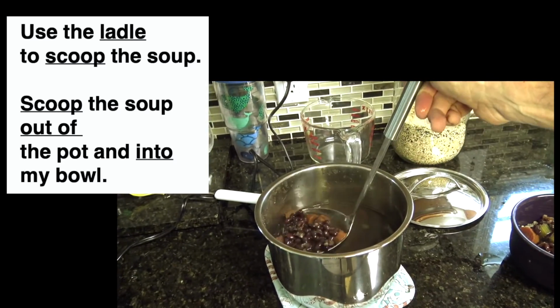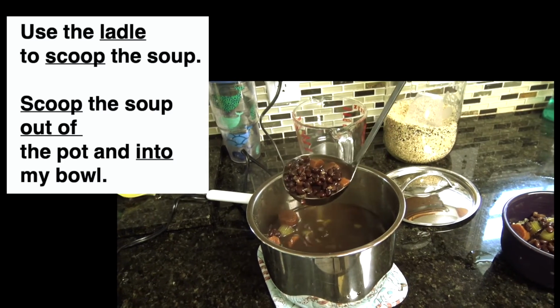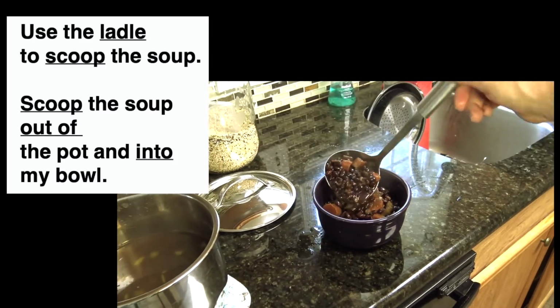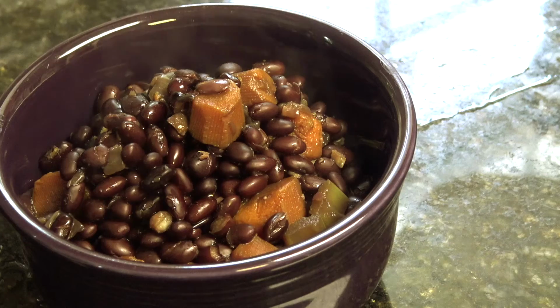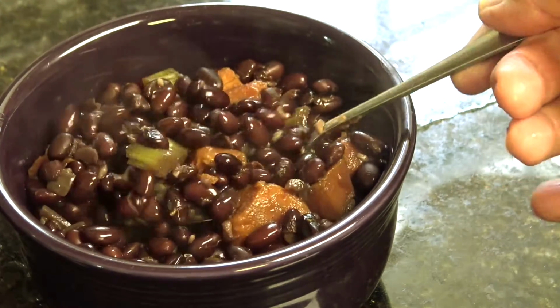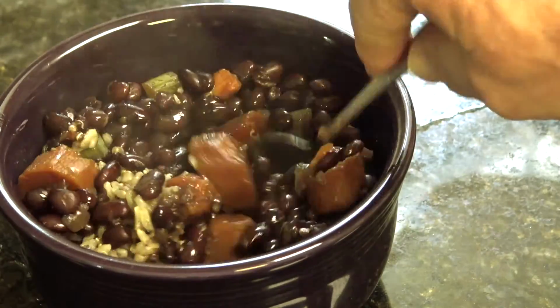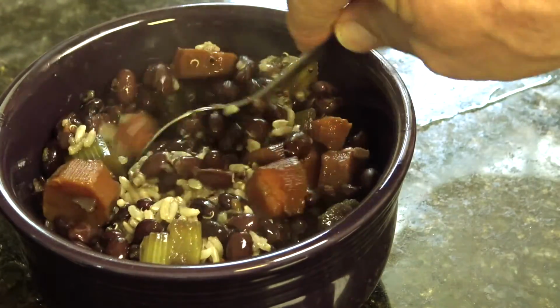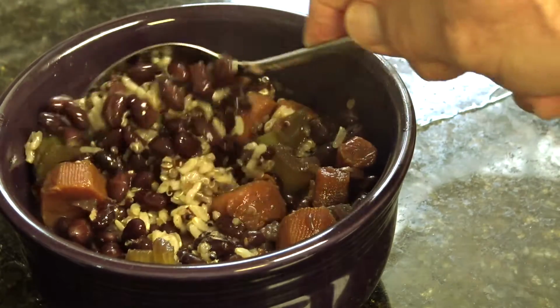Scoop it out of the pot. Scoop it into my bowl. Here's my spoon. Not a scoop. It's a spoon. Oh, delicious bean soup. Basically beans and rice and carrots and delicious garlic and other things.